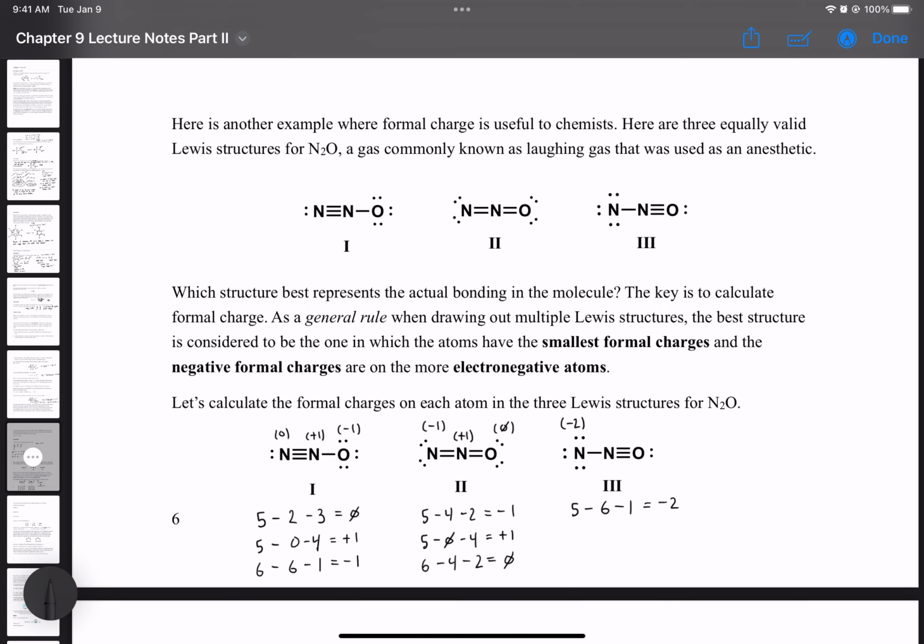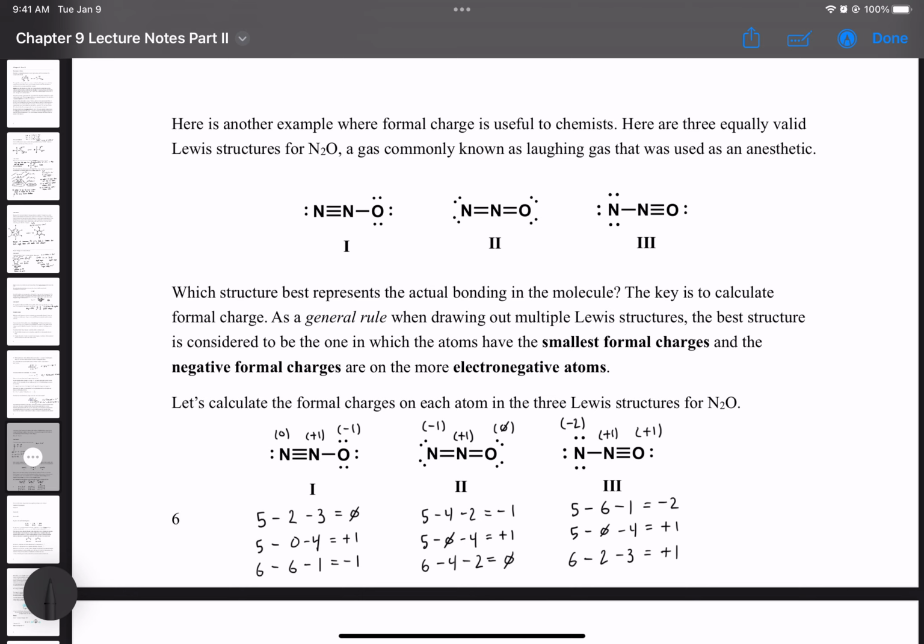The central nitrogen is again 5 minus 0 minus 4 bonds around nitrogen. So that'll give us +1 again. And lastly, the oxygen on the right there is going to be 6 minus 2 electrons as non-bonding electrons, and then -3 for the number of bonds. So that will give us +1. Yes, +1.